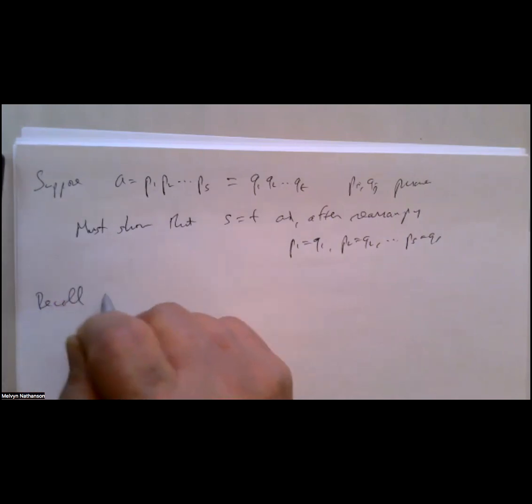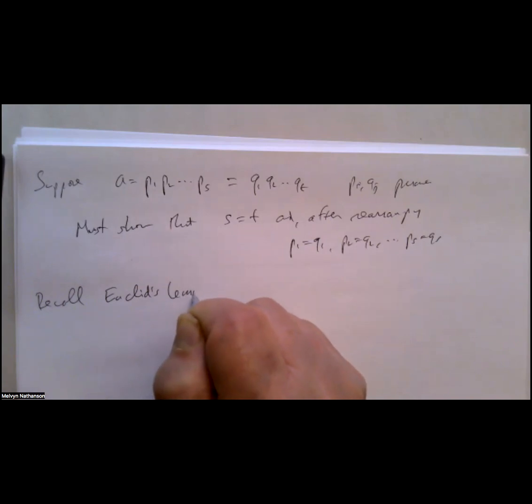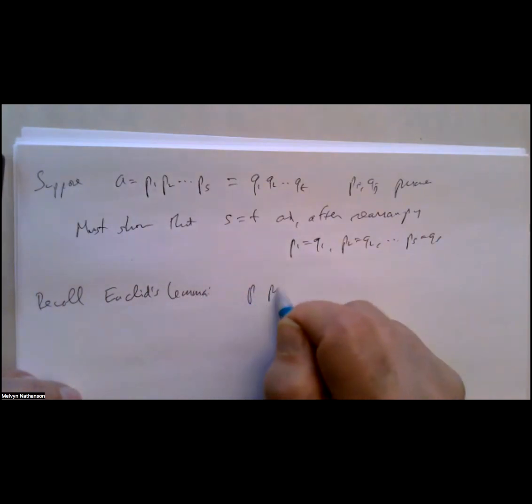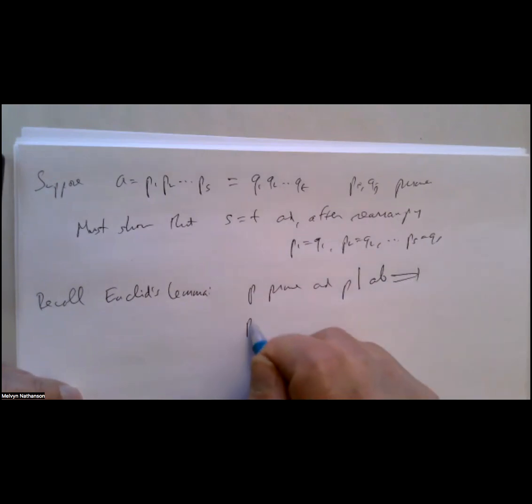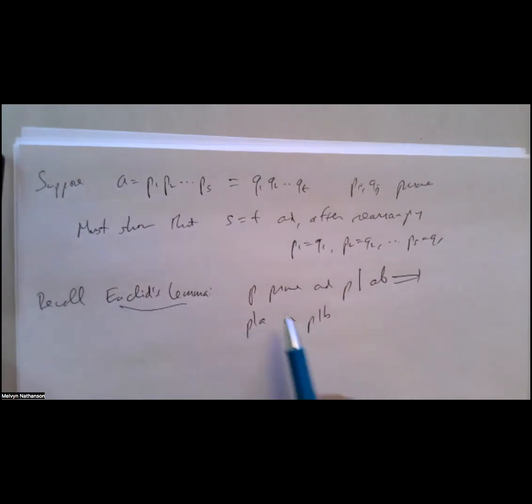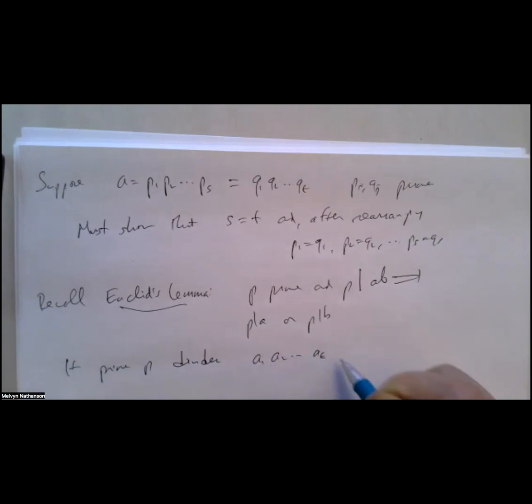But recall Euclid's lemma. Euclid's lemma says that if P is prime and P divides the product of two integers A and B, then either P divides A or P divides B. So this is Euclid's lemma. If a prime divides the product of two integers, it divides one of the factors. And then this was extended as follows. If a prime P divides some product of any number of factors, then P divides one of the factors.